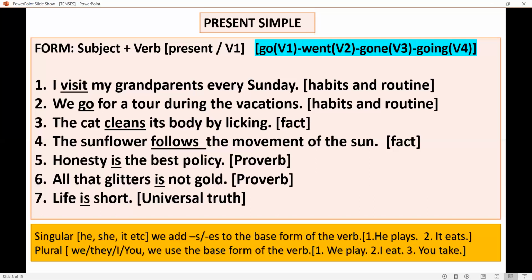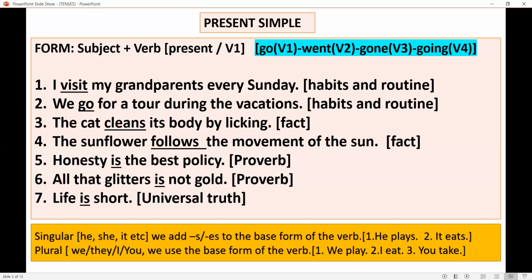Now, when we refer to a universal truth: life is short. Okay, it is a universal truth, right? We all know that the earth revolves around the sun. So in all these cases, we use simple present tense. The only thing you must remember is if it is singular, we add s or es to the base form of the verb, like he plays, it eats.